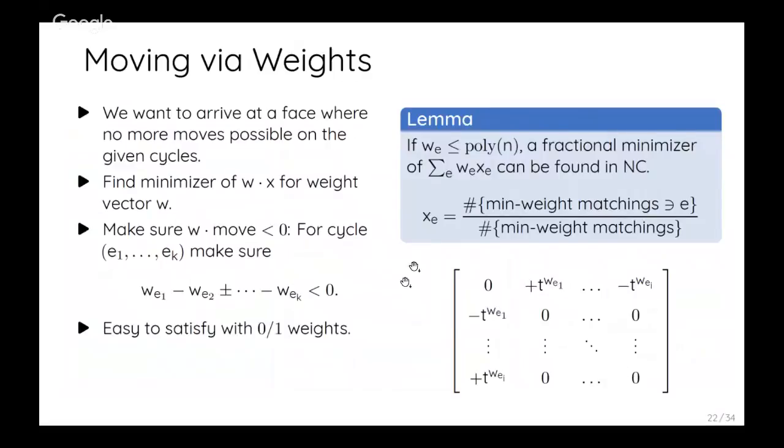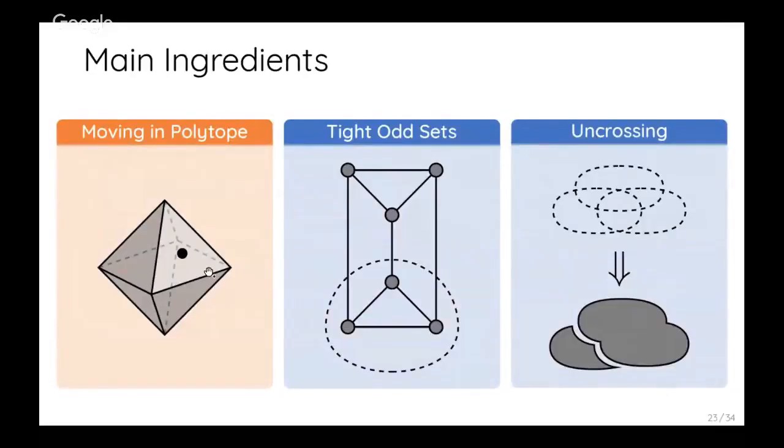So if I can evaluate this as a polynomial in t, I can basically extract the lowest order term, and that gives me the number of perfect matchings of the lowest possible weight, okay? So there are many ways to do this. One very simple way of computing this as a polynomial in t is to just evaluate it at different points and then use polynomial interpolation, okay? So you just plug in different values for t, the determinant you already know how to compute in NC, and then finally you just do polynomial interpolation to find the coefficients of t. Okay. So this shows you a way of finding the minimizer of w dot x, not necessarily a vertex minimizer, but some point in the minimizer face. But that's enough for moving inside the polytope.